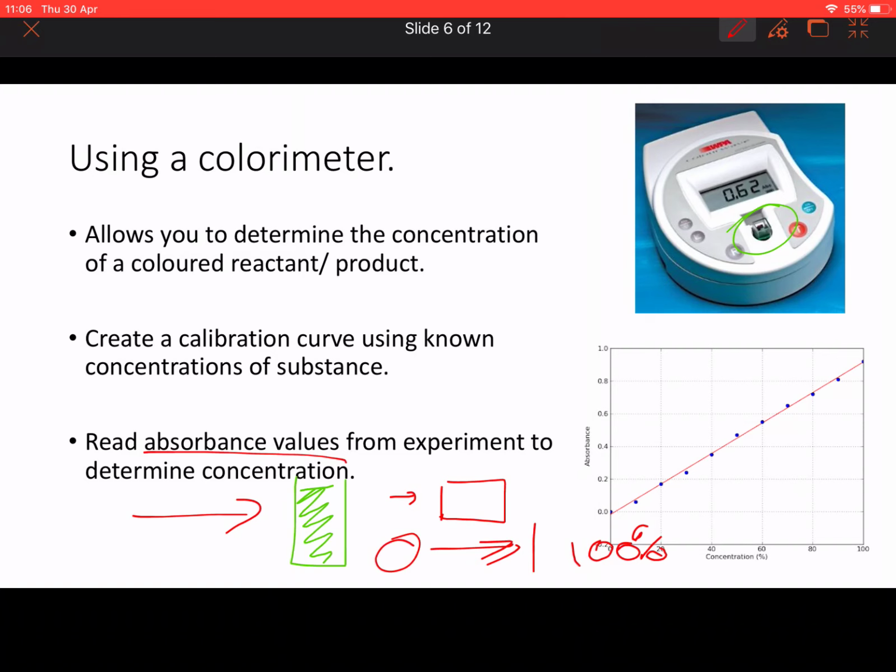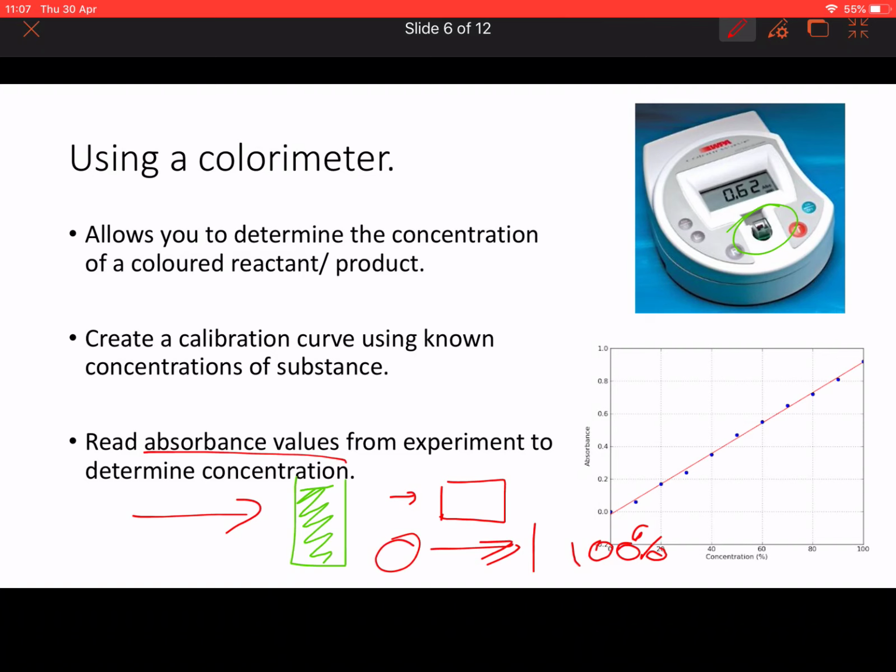You might notice that I used green and red for my diagram. That's because we need to be careful about the frequency of light that we're using, because if I used green light to shine through something green, then all of that light is just going to pass through anyway, and it doesn't matter how green it is, I'm not going to notice any difference in absorbance. Now, this is useful because we can follow the concentration of some coloured reactant or product in our experiment.